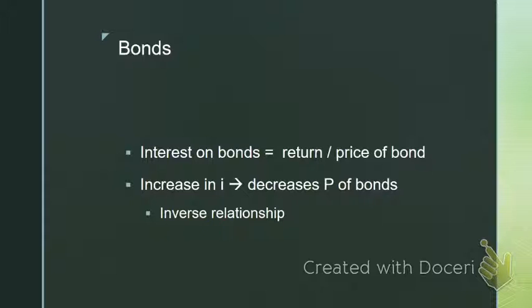Bonds. Interest on bonds is equal to the return divided by the bond price. That's how you determine the interest on bonds. If there's an increase in interest rates, it decreases the price of bonds. The price of bonds and interest rates have an inverse relationship. Make sure you know that.